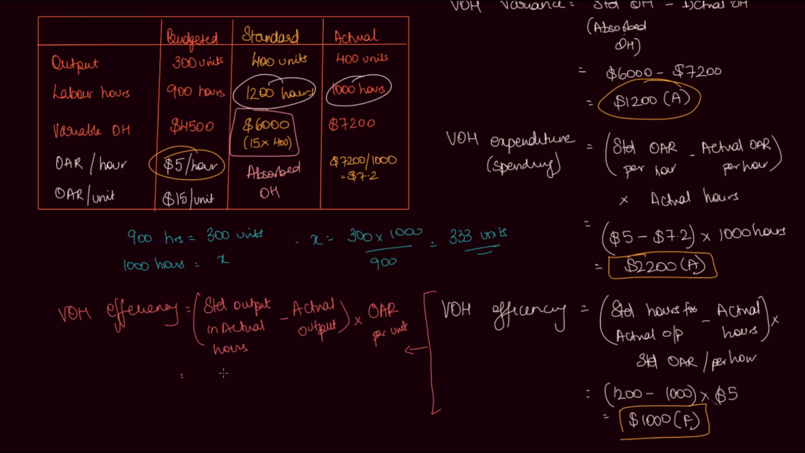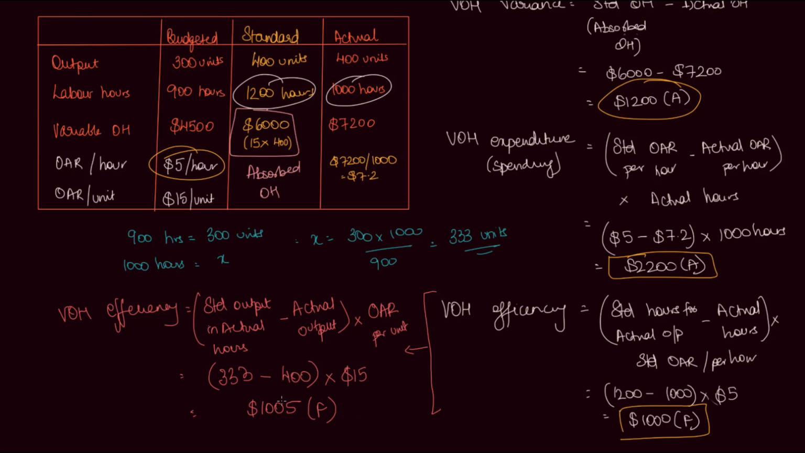So let us write here 333 standard output. But what was the actual output produced by the workers? Clearly they produced 400, which is more than 333. This will be multiplied by the $15 overhead absorption rate per unit. So 67 units into $15, we get $1005 favorable. Why? Because the actual output produced is more than what the management expected. So $1,005 favorable will be the variance.